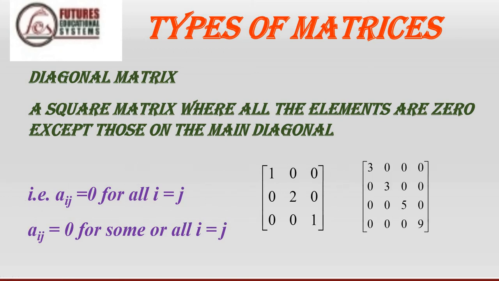This is also a diagonal matrix. All the elements are 0 except the main diagonal. The main diagonal consists of 3, 3, 5, 9.